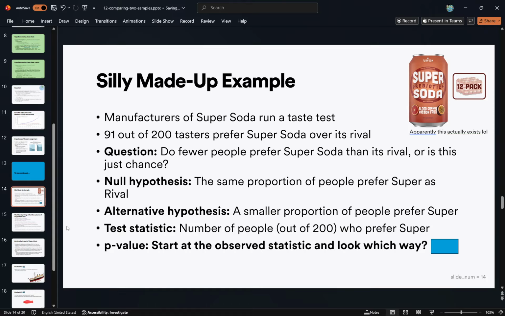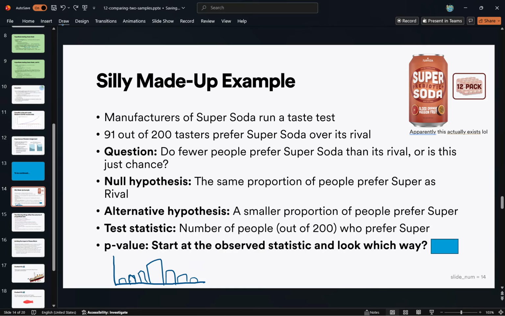And when we do our test, we're going to get a bunch of different simulated values of how many people like Super Soda, right? And so we're going to end up with a histogram that looks kind of like this, maybe. We're going to get a big long histogram. Maybe it's got a peak somewhere. And it's the number of people who preferred Super Soda, simulated edition.